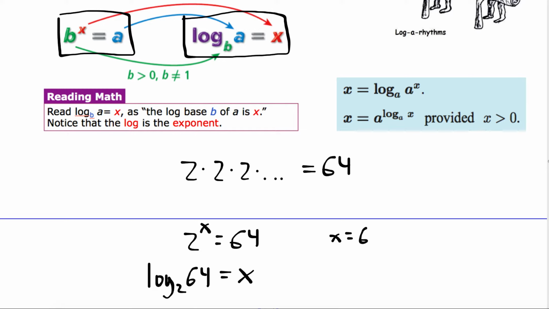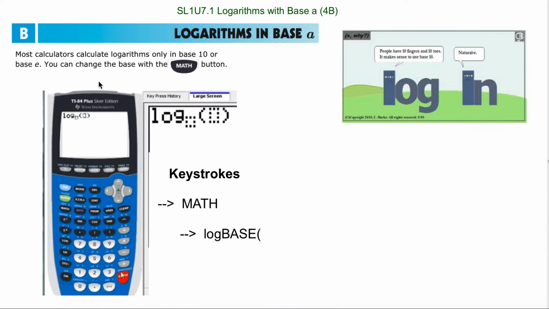Well, let's show you how to do that now. In your math key right here, right? If you go down, you're going to have to go down almost to the bottom. It says log base, and you put the base in there. So put your 2 in there. Put 64 in here, and you should get out 6. 2, 4, 8, 16, 32, yeah, 6. Cool, try that.